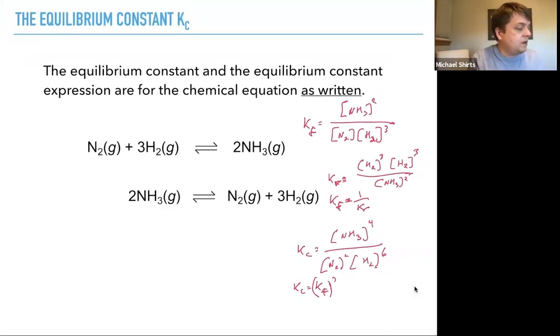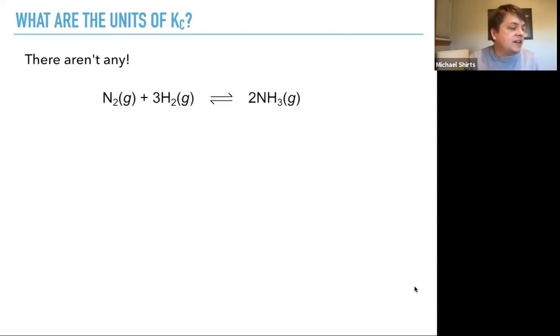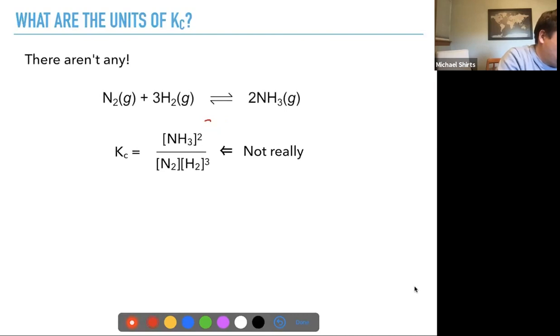Okay. So what are the units of the equilibrium constant? This is something really important, because this is an interesting quantity that actually doesn't have units. You might think, oh, well, it's going to have concentration. This is molar. This must be molar squared divided by molar times molar to the third. So it must have units of molar to the -2, but it doesn't.